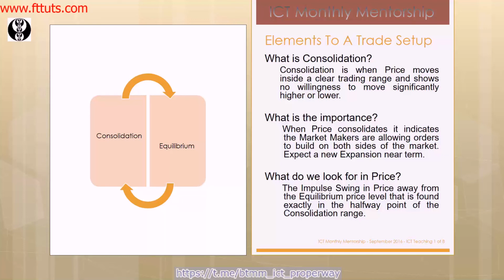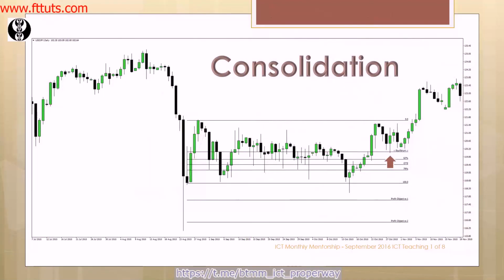Now, what do we look for in price? We're waiting for the impulse move or impulse swing in price away from the equilibrium price level that is found exactly in the halfway point of the consolidation range. And I'll show you an example of what that looks like. Here we see where we've identified a range defined specifically by the bodies of the candles, not the wicks. As you can see, price moves out in an expansive manner and then comes right back down to the equilibrium price point and then expands to the outside.